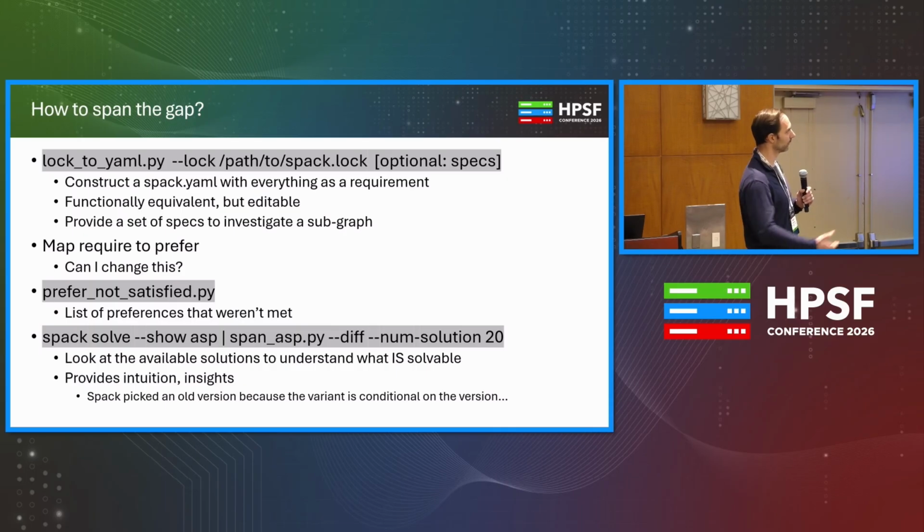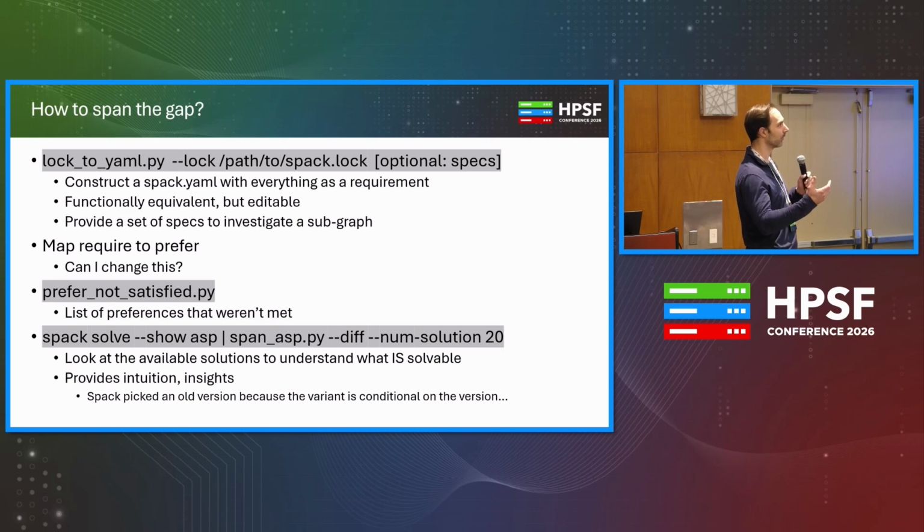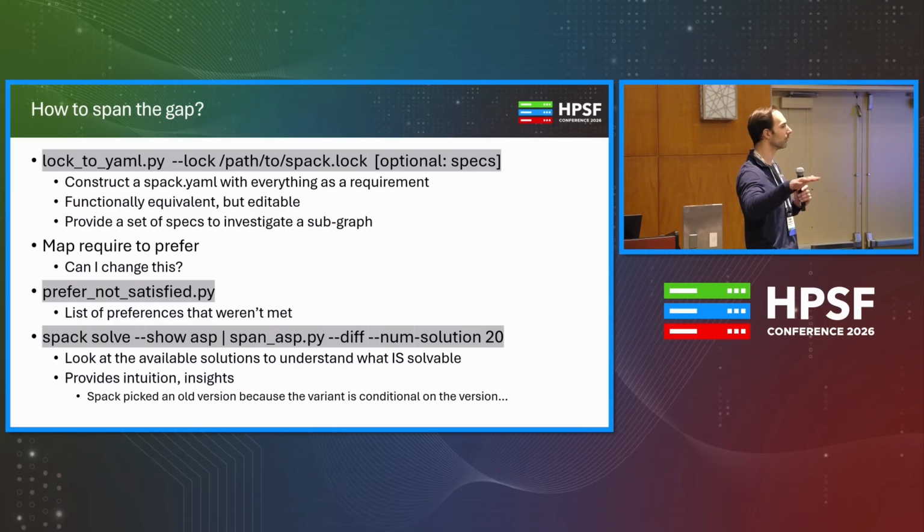So I've created this tool, lock to YAML. You give it a lock file, and it scrapes everything out into a new spec.yaml, and all of those things are specified as requirements. It is functionally equivalent, but you can see it, it's editable, you can make changes. One of the other options that I've added, since it's a large graph and things sometimes go wrong, is you can give it a subset of specs that it will add as roots. So you can keep all of the constraint space that you originally have. You get all of the solutions for things that you may be cutting out of the graph but are influencing the solution. And you can investigate all the way down to zlib or something like that.